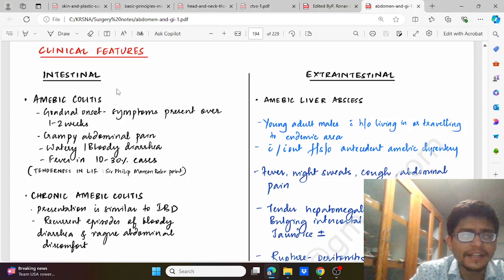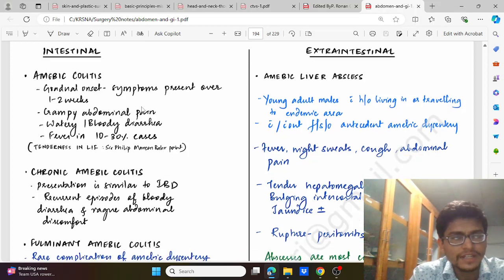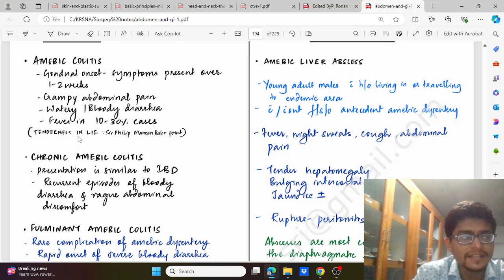Among the clinical features in the intestine, we have amoebic colitis, which is generally gradual, starting over a period of 1 to 2 weeks with crampy abdominal pain, watery or bloody diarrhea, fever in some cases, tenderness in the left iliac fossa, or right iliac fossa if it is the cecum. When it is in the left iliac fossa, it is Sir Philip Manson's point.